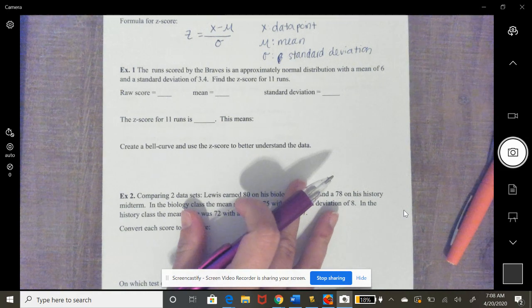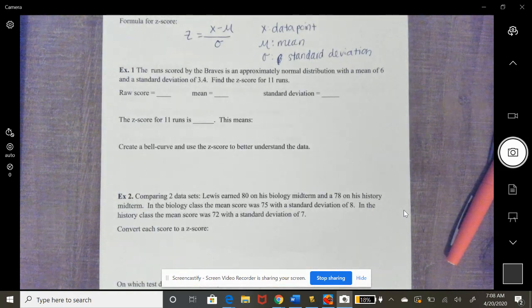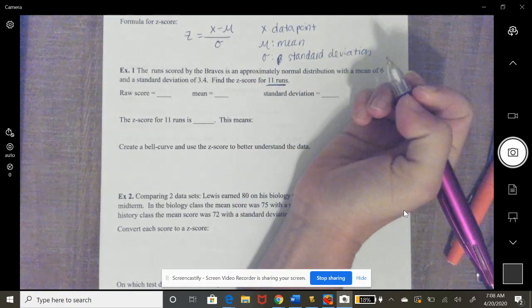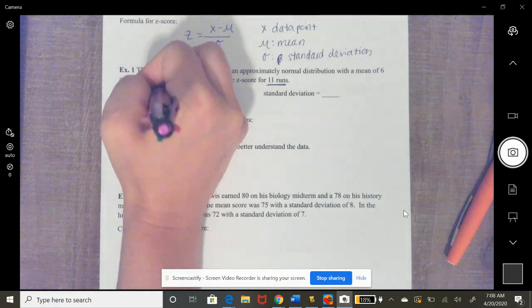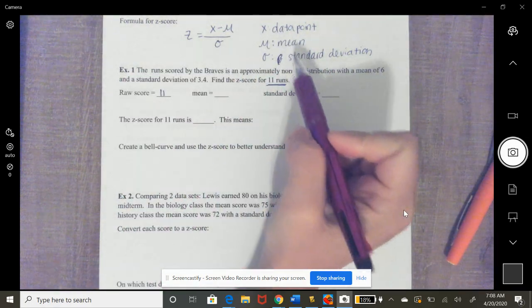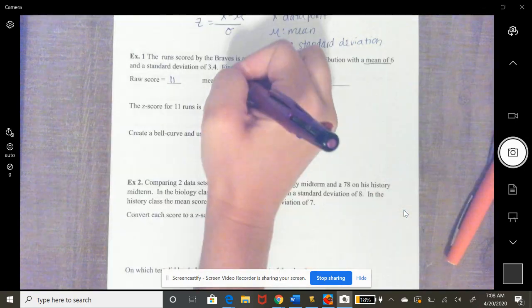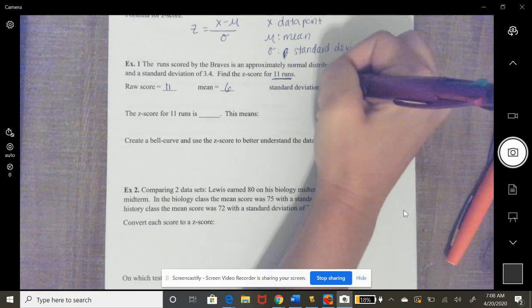So for example, the runs scored by the Braves is an approximately normal distribution with a mean of 6 and a standard deviation of 3.4. Find the z-score for 11 runs. Okay, so 11 runs is going to be my data point or my raw score. And I kind of broke this down here because we need to find all 3 of these things. My mean is 6. And then our standard deviation is 3.4.